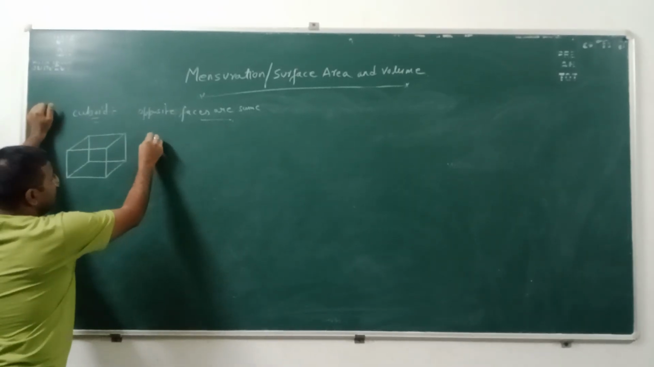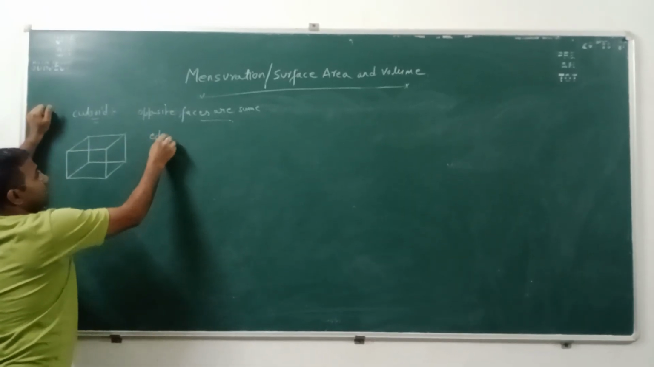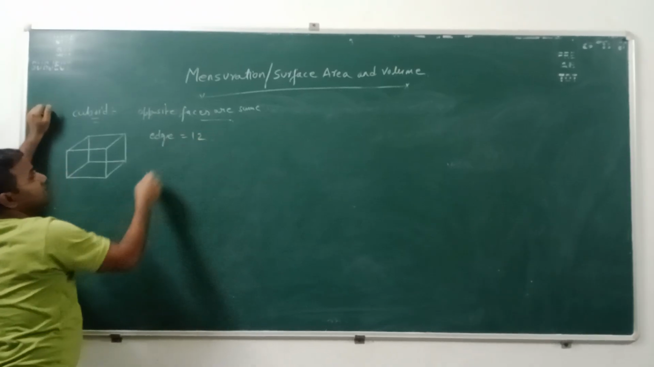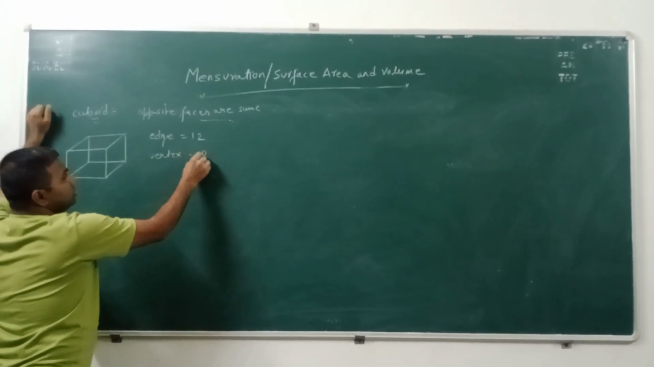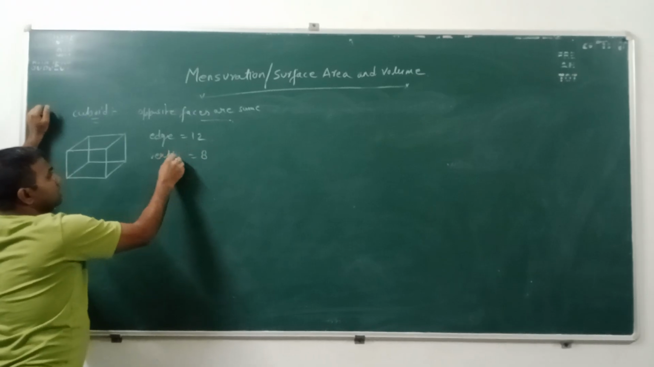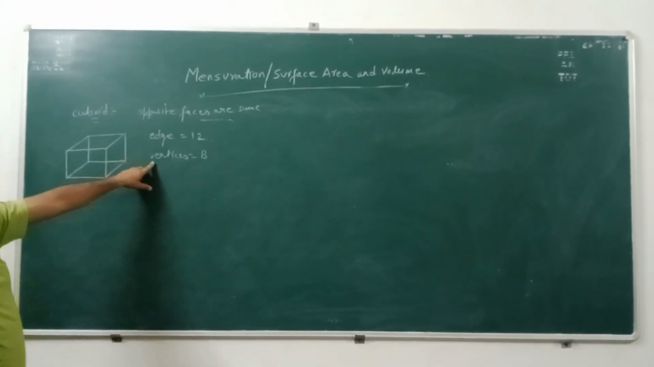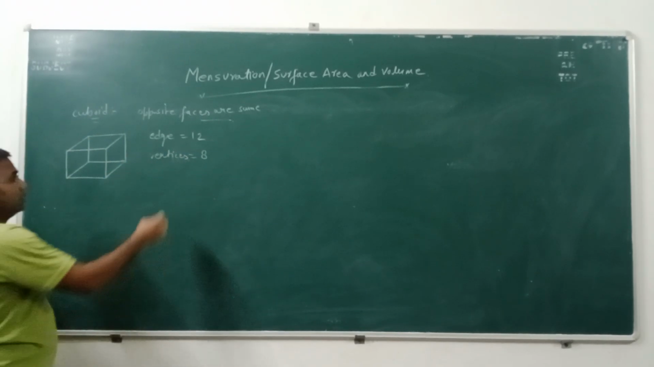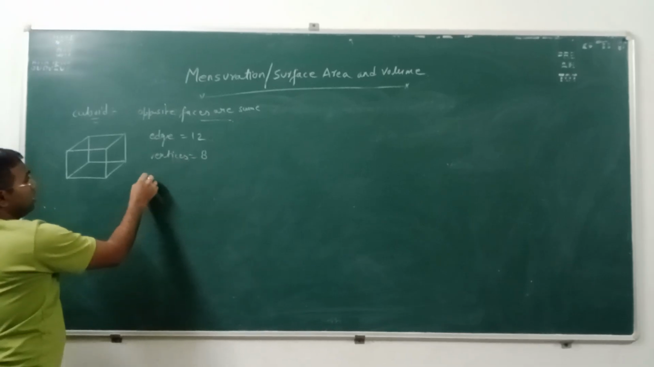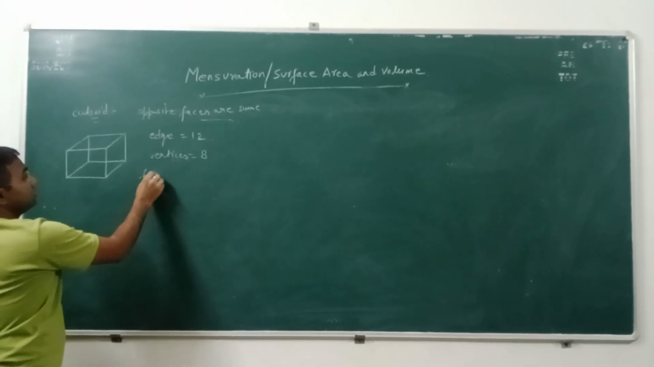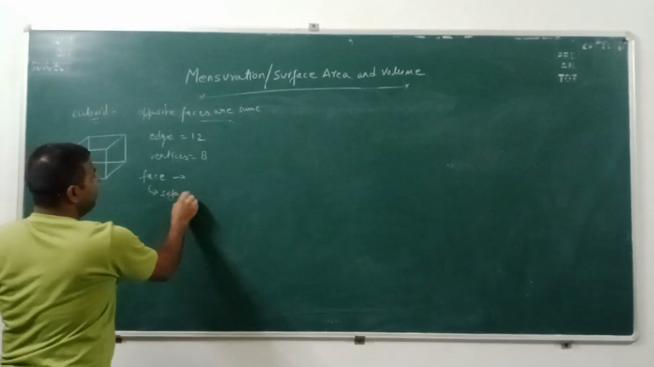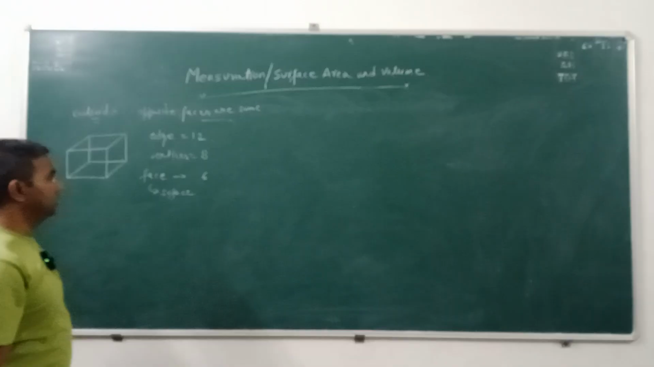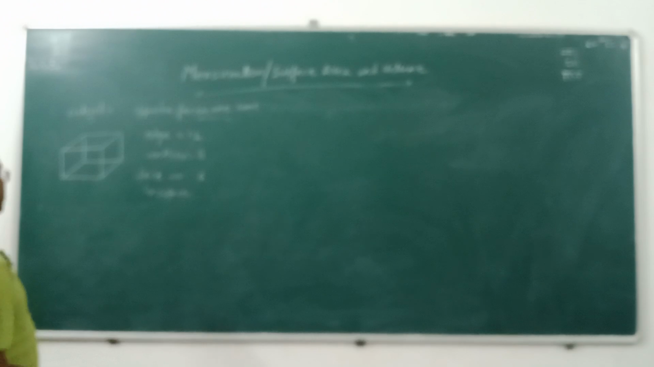Now again, how many edges will be there? Again 12 edges. Vertices will be same as in the cube. Vertices is the plural word and vertex is the singular word. 8 vertices. And faces, face means surface, again 6 faces. But opposite faces will be same.